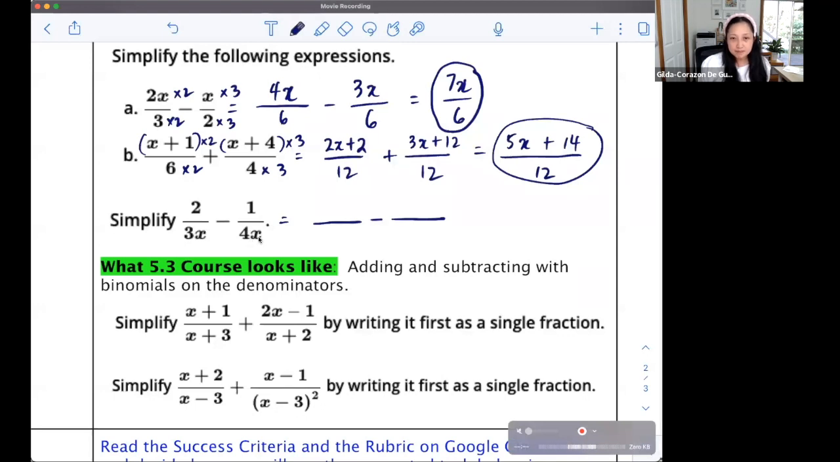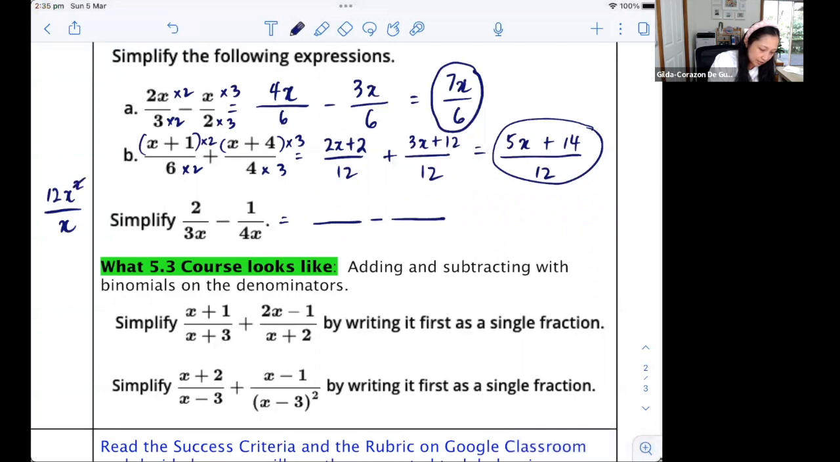And that's why we could have what? 3x times 4x, we get 12x squared, but there's a common factor. What's a common factor? It's x. And therefore, if we have 12x squared divided by x, you could cancel out one of the x's, and you could say that the least common multiple of the denominators is 12x.